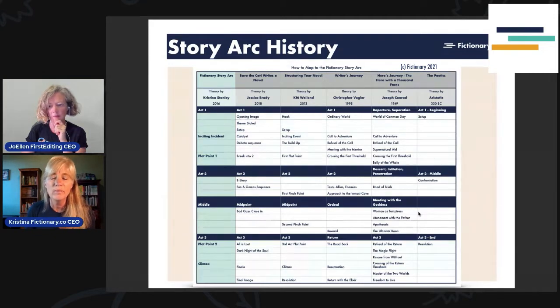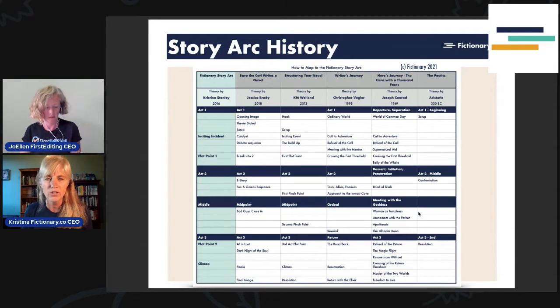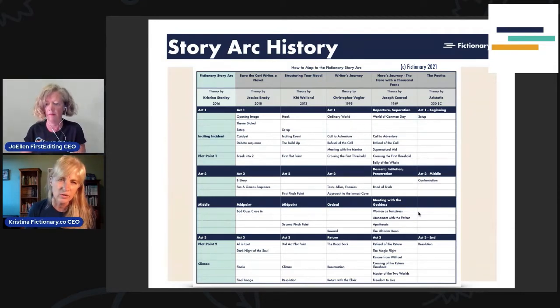Then we move forward in time, and we have Christopher Vogler's writer's journey, which is a simplified form of the hero's journey. And again, it maps right into the story arc that's in Fictionary. Then we go forward again to K.M. Weiland's book on structuring your novel, and it's a fabulous book. If you haven't read it, it's an easy to read book that follows all the same theory that we do. And she calls the inciting incident the inciting event, still the same thing.